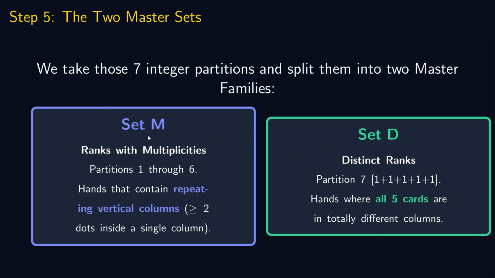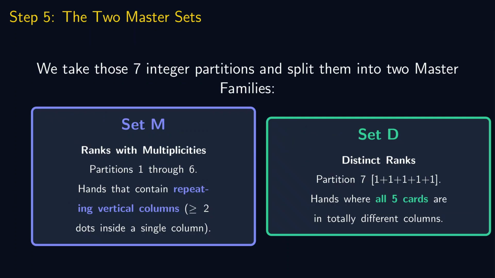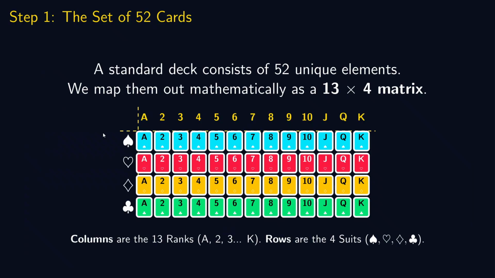We start with the very first partition, which is simply the number 5 on its own, written as a single group of 5. In terms of our grid, this means we are placing all 5 dots inside one single vertical column. Think about what that would look like. You pick one rank, say the rank of queens, and you want 5 cards, all of that same rank. So in the grid, you move to the queen column, and you start filling in boxes. The queen of spades, the queen of hearts, the queen of diamonds, the queen of clubs.